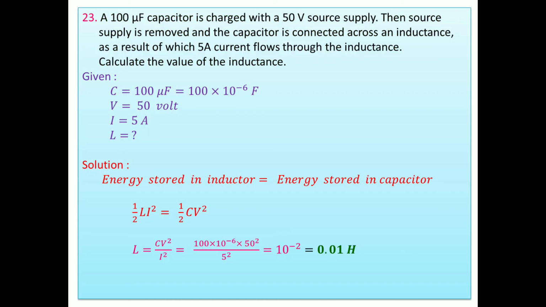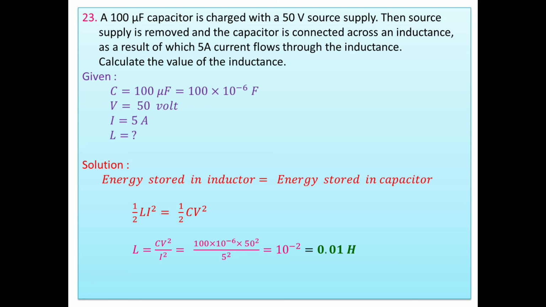Thereafter, the last numerical, a similar numerical. A 100 microfarad capacitor is charged with a 50 volt source supply. Then the source supply is removed, and the capacitor, charged by the 50 volt supply, is connected across the inductance. As a result, a 5 ampere current flows through the inductance. Calculate the value of inductance. In the previous problem, inductance was given and current was to be calculated. Here current is given and inductance is to be calculated. They are the same problems, problem number 22 and 23.